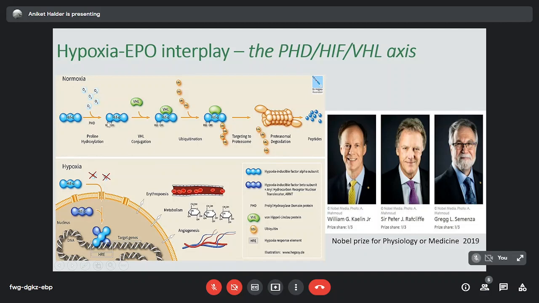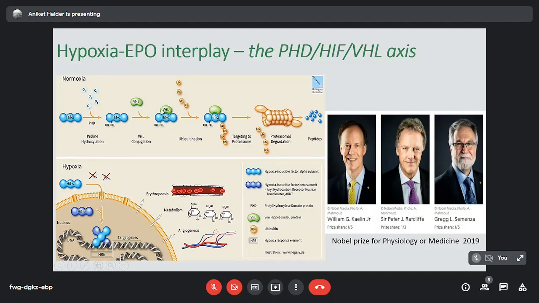So there is this molecule which is called prolyl hydroxylase domain. So this PHD domain protein, or the prolyl hydroxylase domain protein, hydroxylates the proline residues of the HIF alpha molecule. Once the HIF alpha molecule is hydroxylated, VHL avidly conjugates to this hydroxylated HIF alpha molecule.